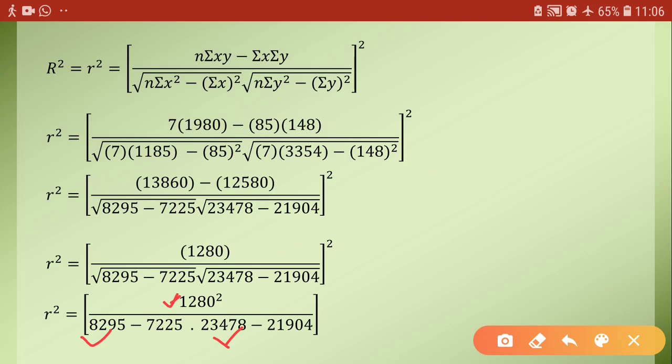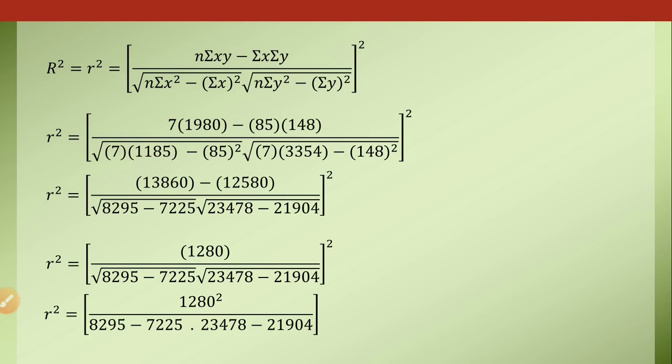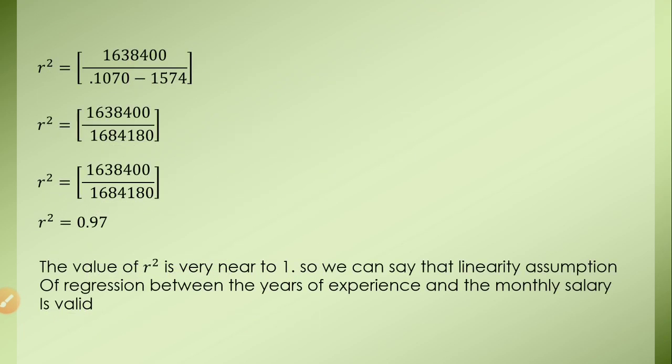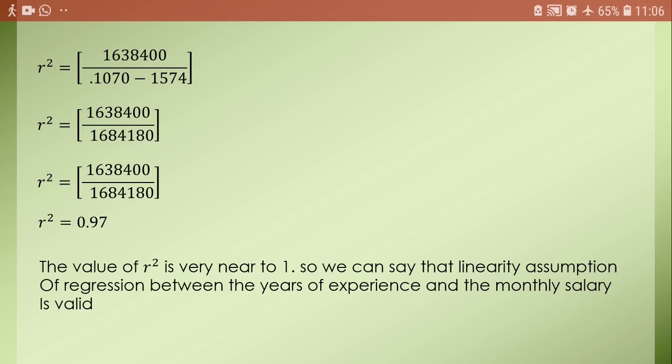So now next step. So now I have done 1280 square. So it's 1638400. Then 1070 into 1574. Okay, it is not minus, this is multiplication, obviously. So you have to divide these both and you will get r square.